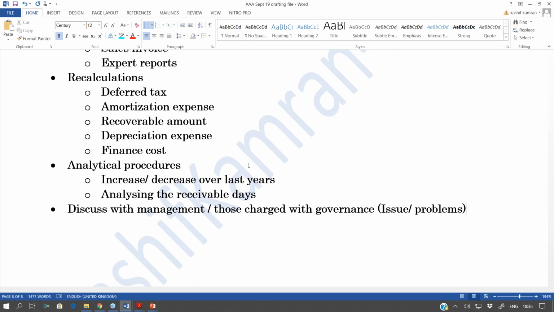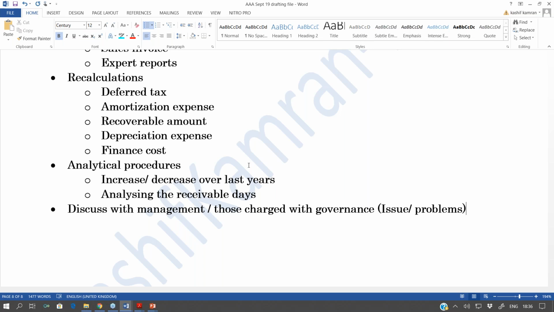For a good procedure, how many things should we have in a procedure? How many things will make it good? Action, source, and purpose. That's wonderful, right? And can you think about common procedures in the exam paper, like board minutes, recalculations, analytical procedures, discuss?